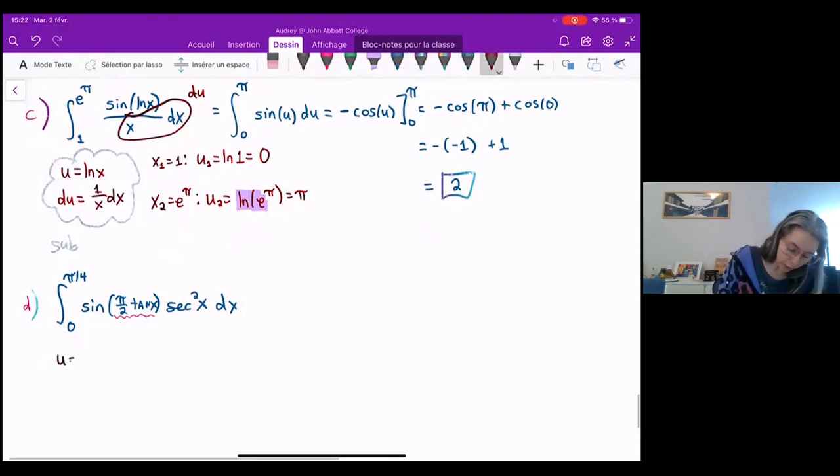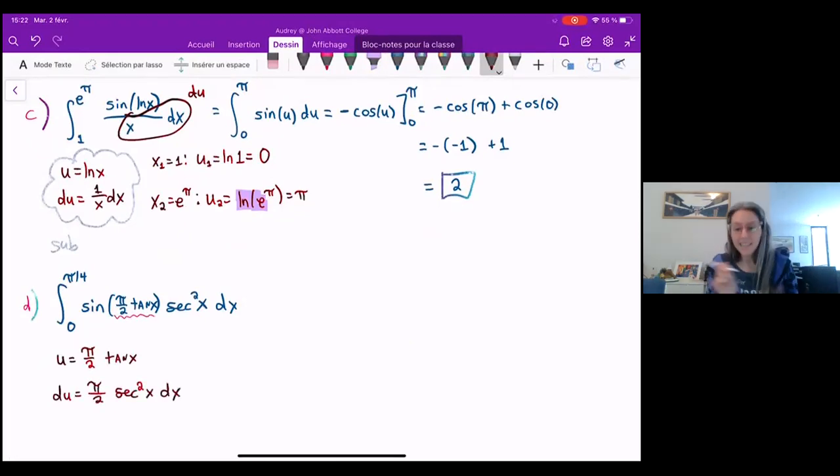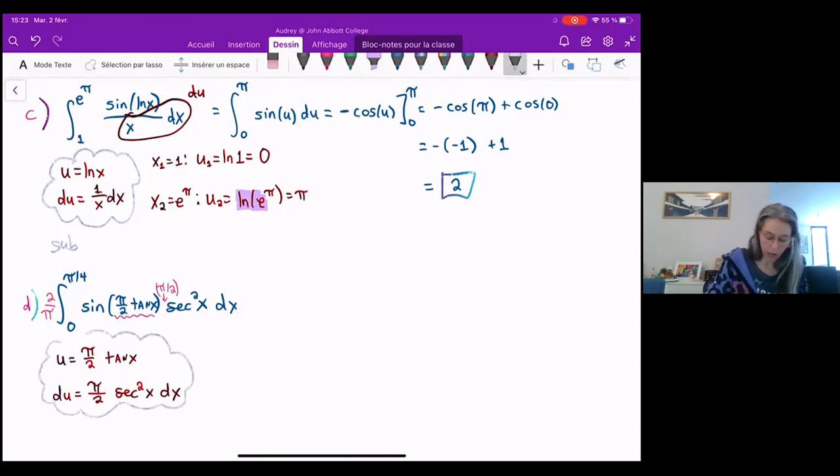I'm going to let my u be the thing on the inside. So that's pi over 2 tangent x. So then du is pi over 2, that constant, secant squared x dx. Yay, I have a secant squared right there. I only have to multiply by pi over 2 on the inside, which means on the outside, I'm going to just flip that fraction and multiply by 2 over pi. This is my substitution. It totally works because I have that secant squared there.